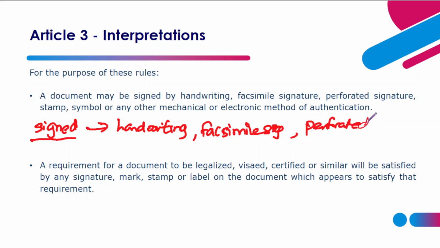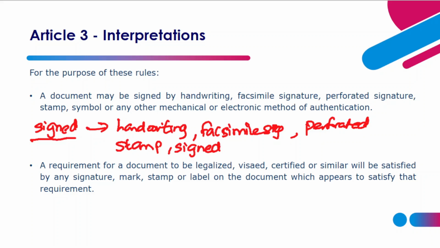What do we mean by perforated signature? It is on paper, like in braille, where the signature is stamped. You know how visually impaired people can touch and feel the signature. To accommodate that, even through a perforated signature, we can consider the document to be signed. In addition to that, even by placing a stamp or a symbol to say, look here, it is signed, that is also a method of authentication.